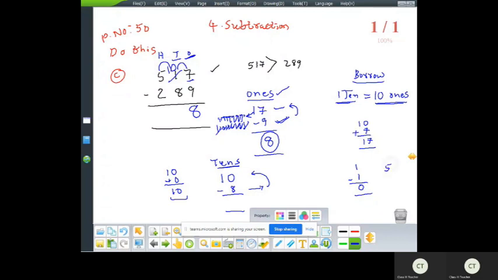From 5, we took 1 as borrow. 5 minus 1 is 4. This is a 4. Now subtracting 10 and 8. 8 is subtracted from 10. 10 minus 8 is 2. This answer 2 is written under the tens place.